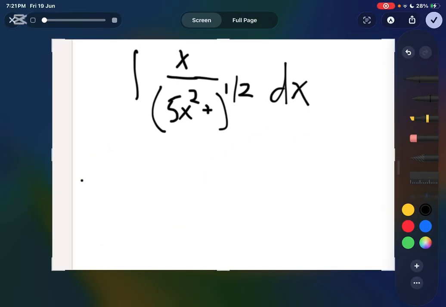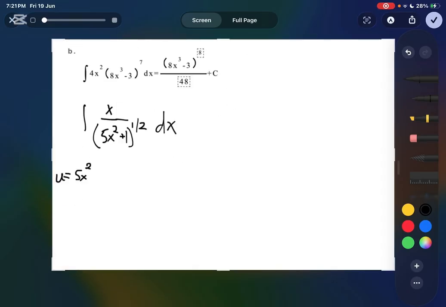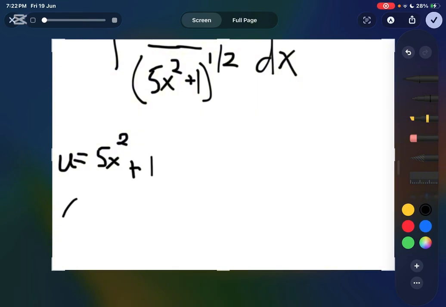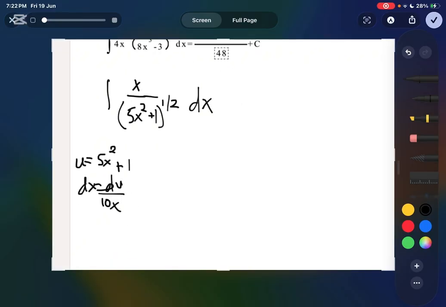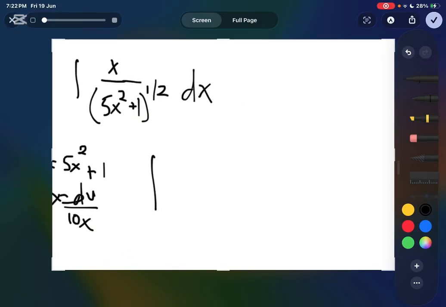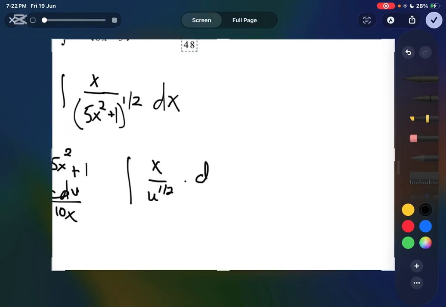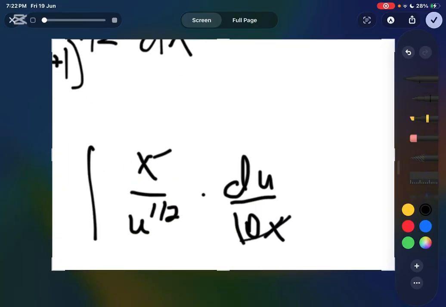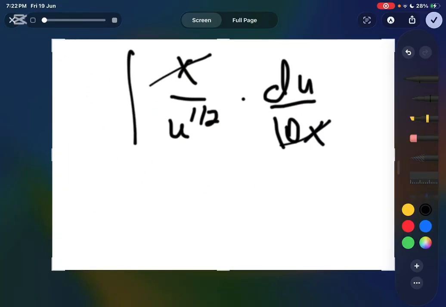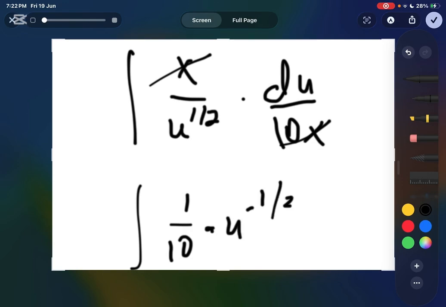You do the substitution. So u is equal to 5x squared plus 1, okay? So dx will be equal to du over 10x. Now it becomes the integral of x over u to the power of 1 over 2 times du over 10x. The x can cancel out, and then it will become 1 over 10 times u to the power of minus 1 over 2.